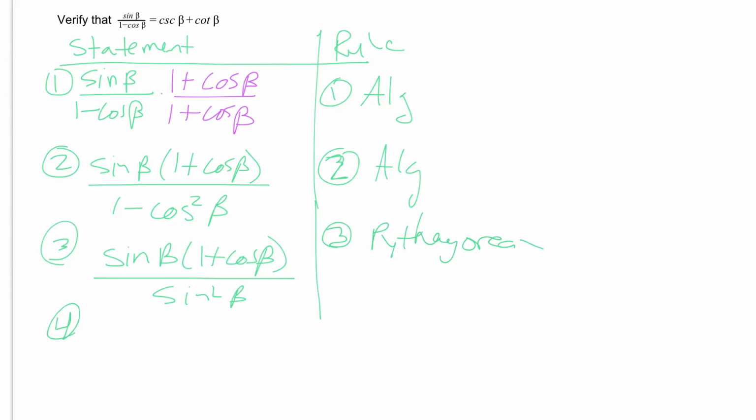In step 4, I can look and see that I can simplify a little bit. I have a sine beta on the top, and I have 2 sines on the bottom. Remember, sine squared is a sine times a sine. So I can cancel out 1 on the top with 1 on the bottom, leaving me with 1 plus cosine beta over sine beta, and that was just an algebra skill.